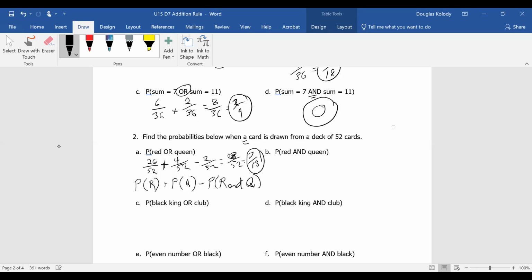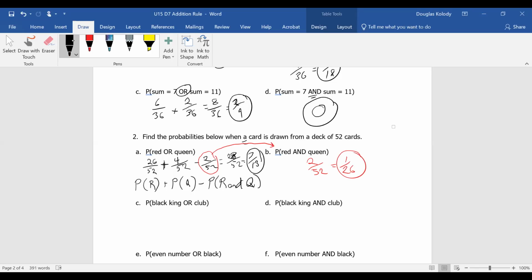How many cards are both red and queens? Well, my friends, we just answered that. Aren't these two cards right here both red and queens? Yes. Part B was already answered for us. They are the two cards that are both red and queen. That reduces to 1/26. Okay.